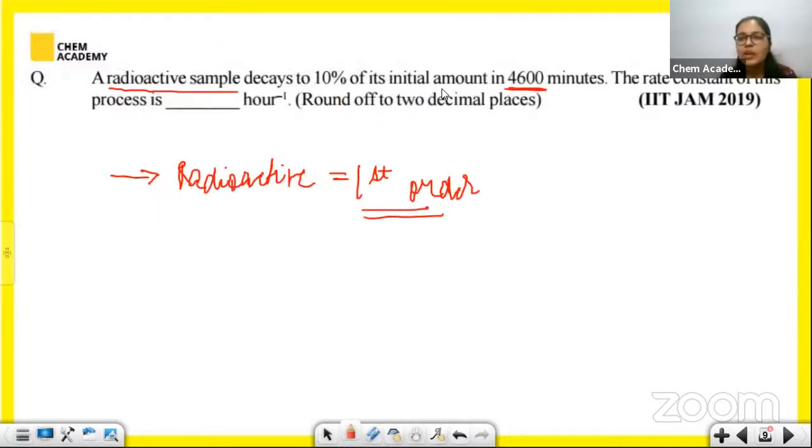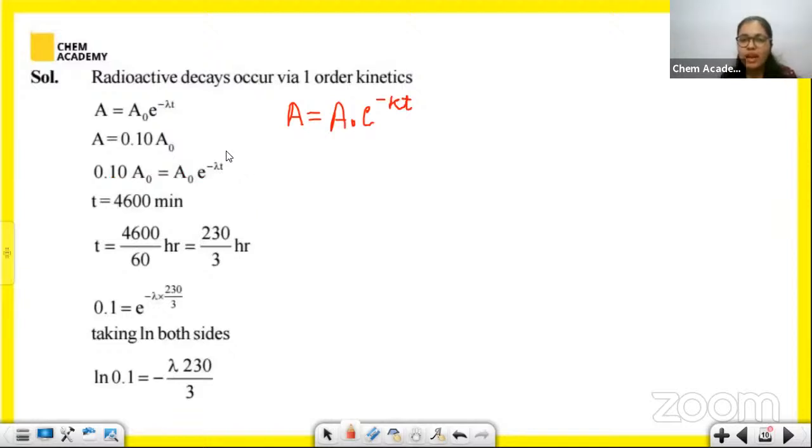It says that a radioactive sample decays to 10% of its initial amount. It means A0 is the initial concentration, and after the decay, it becomes 10% of the initial concentration. So it will become 0.1 A0. On putting the value of A into the original equation, this is what we will get. Now we will also substitute the value of time in this equation. Okay, so this is what we will get.